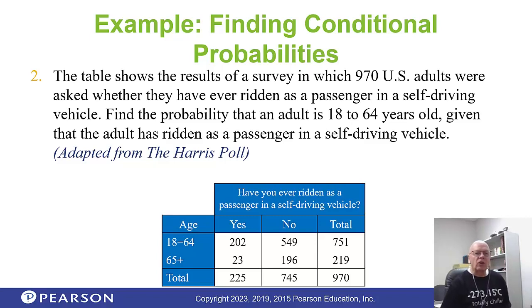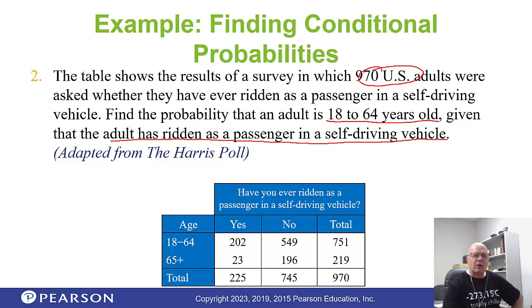Here's another way of looking at things, depending on what the situation is. This one shows the results of a survey. We surveyed 970 U.S. adults, because we're interested in all U.S. adults as our population. But we've got a sample of 970. You want the probability that an adult is 18 to 64 if we pick someone at random, but we already know that the adult has ridden as a passenger in a self-driving vehicle.